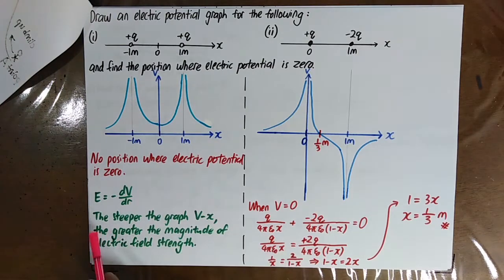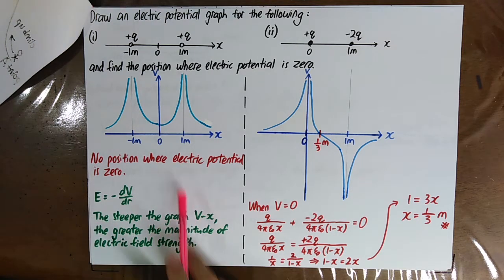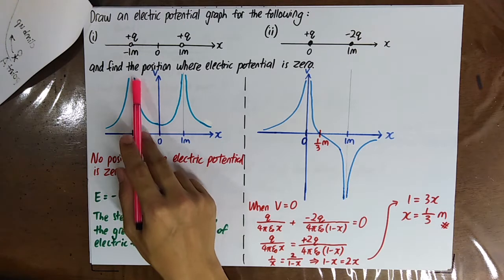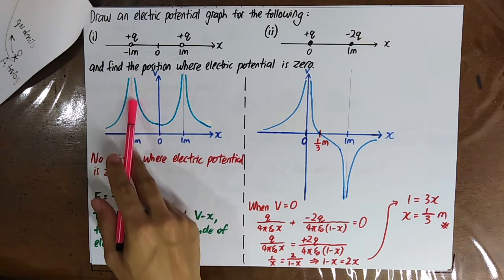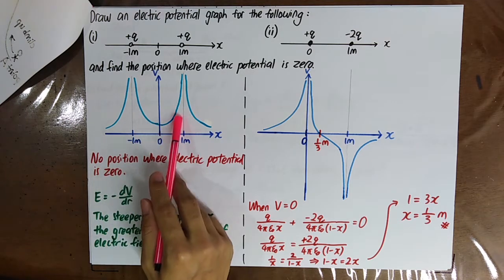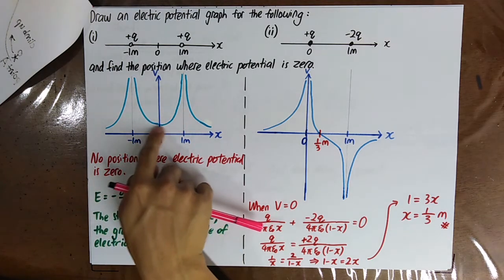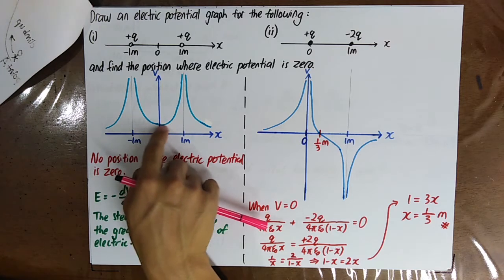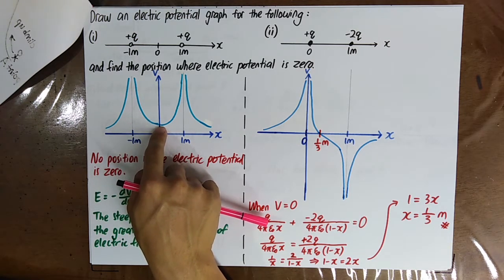And then you have to remember, okay, I will introduce you to the formula later on, but please remember that the steeper the graph of the potential distance graph, the greater the magnitude of the electric field strength. That means that if here is very steep, then the electric field here is very strong. This is horizontal, right? This almost has a horizontal gradient. That means that the gradient is almost equal to zero. Therefore, you will say that the electric field strength here is zero.